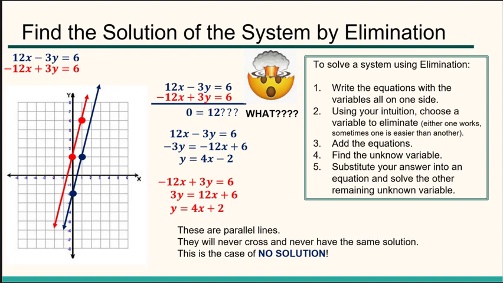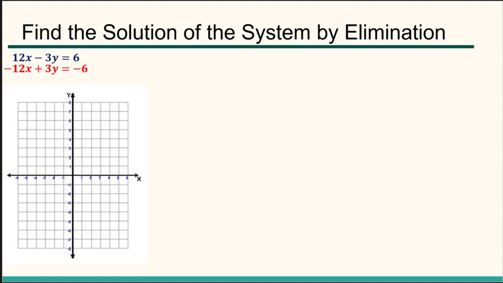So if you end up with something crazy like 0 equals 12, which is not true, you know that there's no solution because they're probably parallel lines. You don't have to graph them, but it sure does help to see why they will never have the same answer. All right, let's look at another one where I've changed a sign a little bit. So 12x minus 3y equals 6, and negative 12x plus 3y equals negative 6.